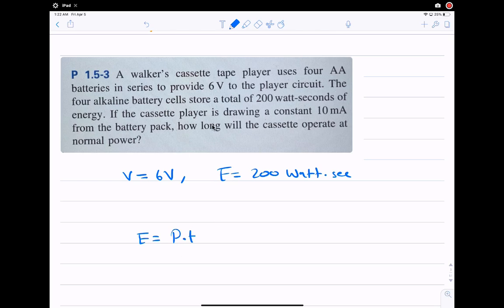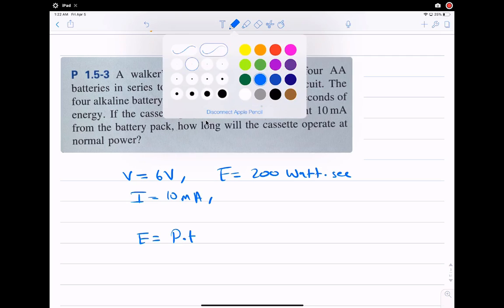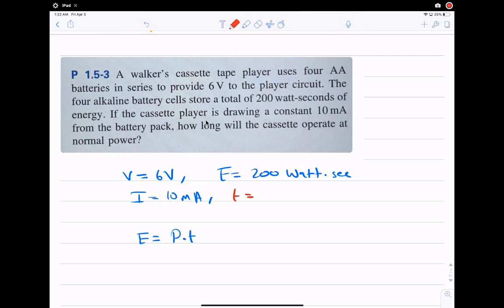If the cassette player is drawing a constant 10 milliampere from the battery pack, now we know the current because the ampere is the unit for the current. 10 milliampere. How long? I'm going to have the unknown in red. How long will the cassette operate at normal power? So he's asking about the time.